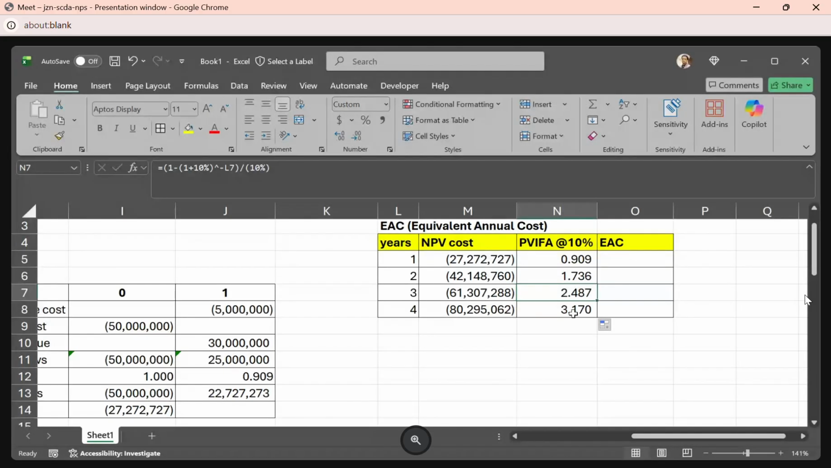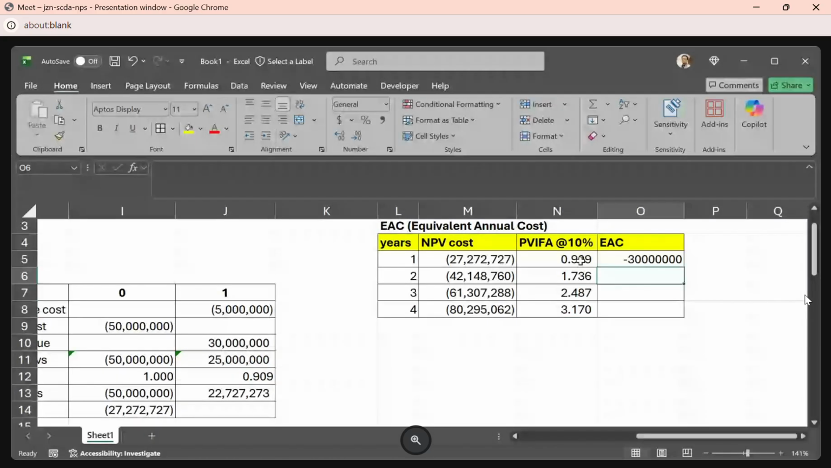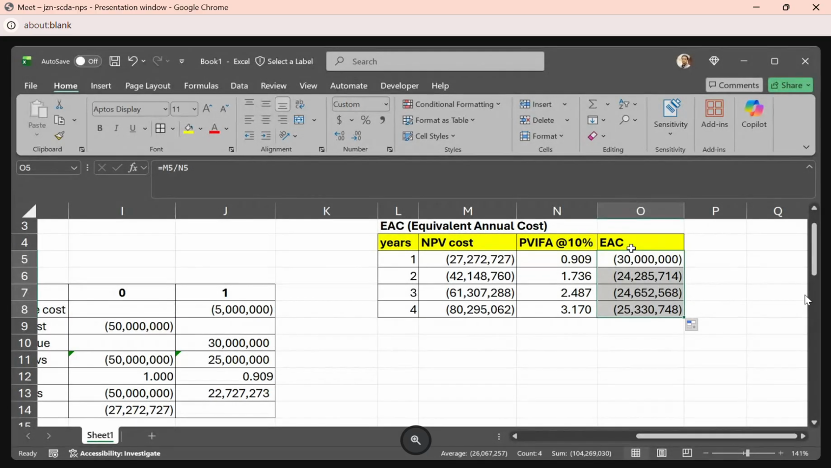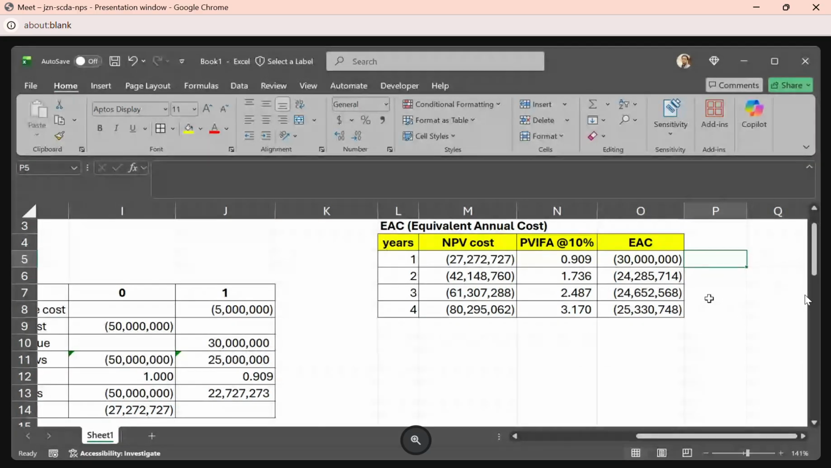So equivalent annual cost is any PV over PVFA. Then we get our equivalent annual cost. If the figure is positive, it is not equivalent annual cost, it's equivalent annual income or annual value. Okay, then this is our solution. Now let's choose where we are minimizing the cost. If it is negative, we have to choose the lowest. If it is positive, we have to choose the highest. But here it is negative, it is a cost. We need to minimize the cost.